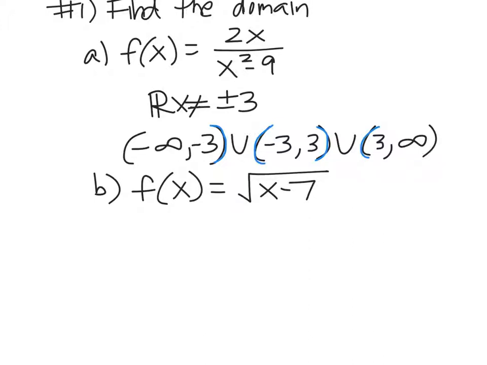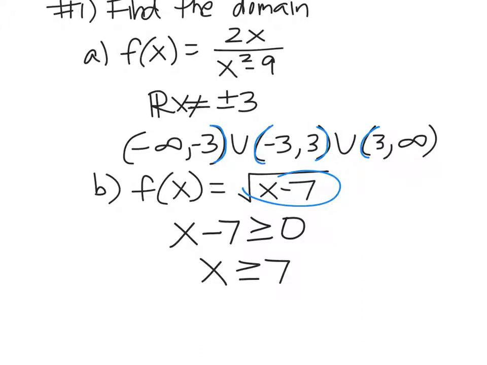Can you have 0 in a square root? Yes, you're allowed to take the square root of 0. So it does include 7. So x minus 7, the stuff on the inside, has to be greater than or equal to 0. You're allowed to have 0. So you would add 7 over to the other side, so the domain would be x has to be greater than or equal to 7.